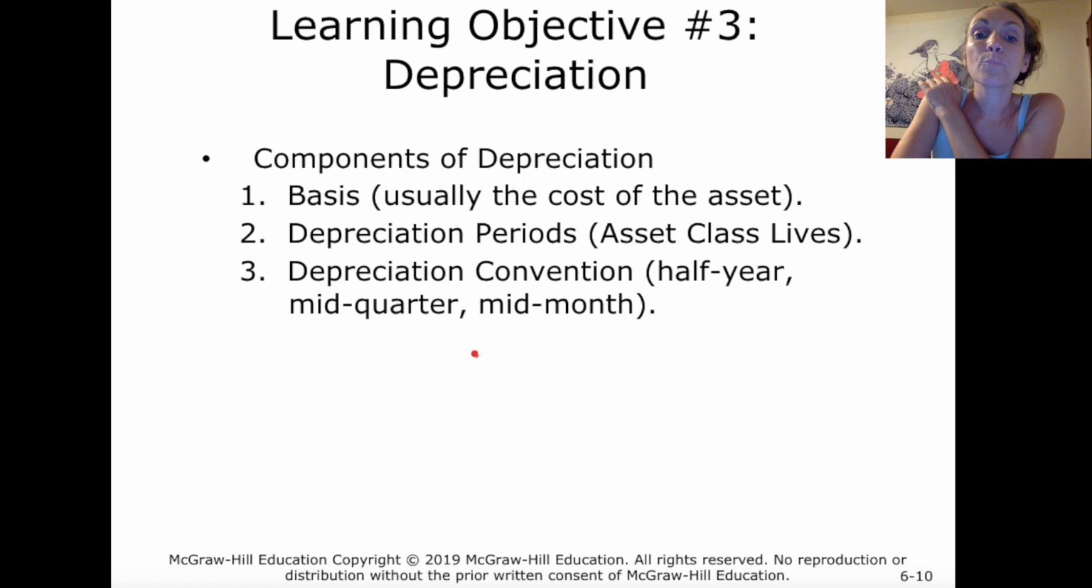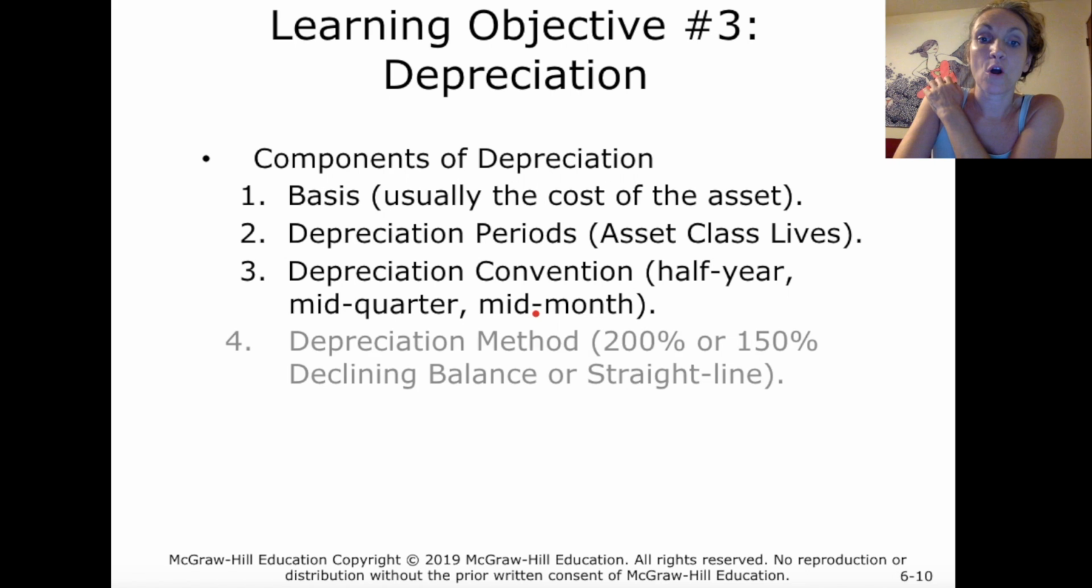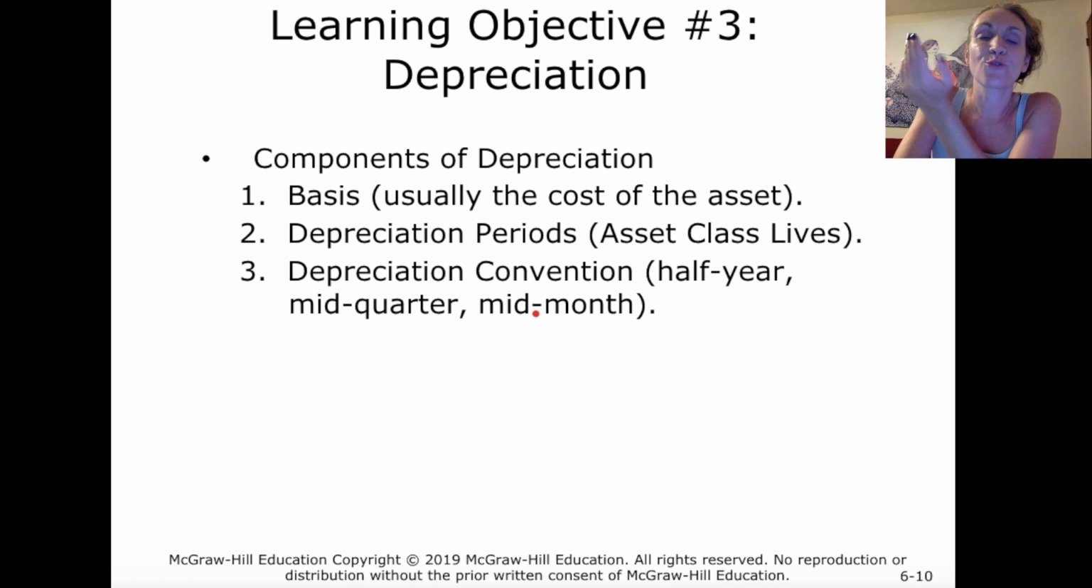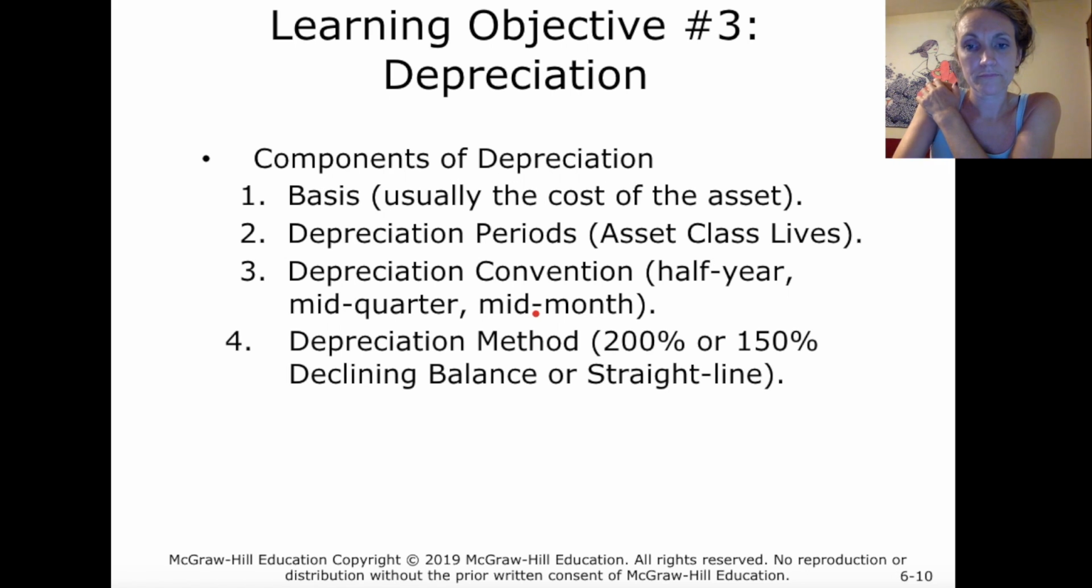Now, mid-month is only for residential property. Or, I'm sorry, any real estate, residential or commercial. Half year and mid-quarter apply to everything else. 5-year, 7-year property, those are the most common. Equipment, furniture, those types of things.